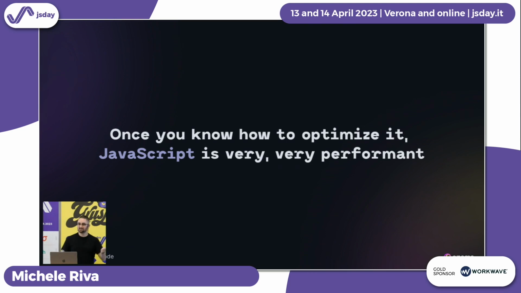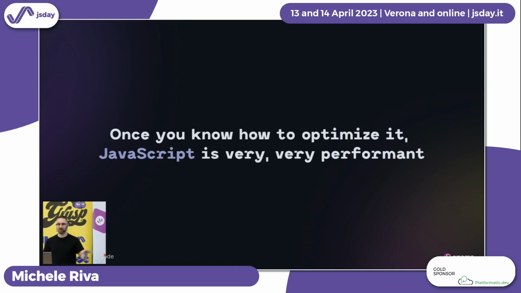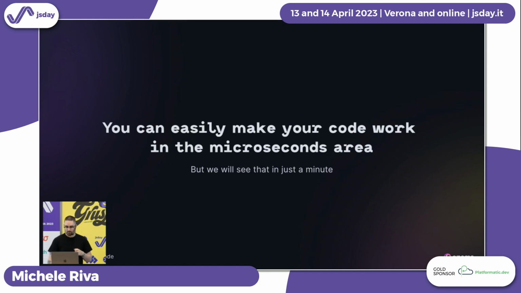Once you know how to optimize it, as I was saying, JavaScript is very, very performant, and these are the rules that you have to follow if you want to optimize it. And how do you know which rules you should follow? That's pretty simple, actually. Experience, break stuff, try again, and go read the open source libraries, because this is how you will find very nifty tricks. And once you optimize your code, you can easily make it work in the microseconds area.